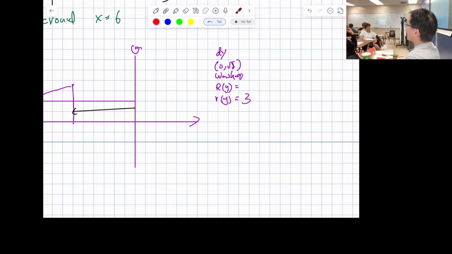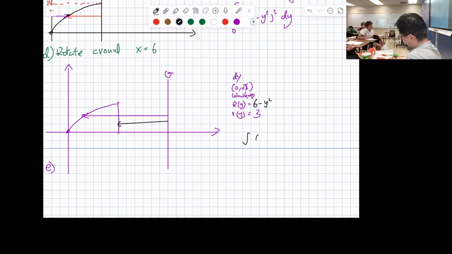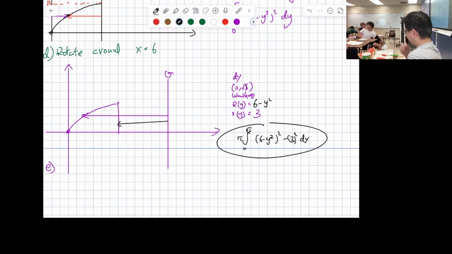It's always exactly 3 units because that's the first boundary. Got it. Okay, how about big R of y? Kaden? 6 minus y squared. 6 minus y squared, good job. That's what I got. Can you explain why 6 minus? Because it's the whole thing minus the function. Just like here, 3 minus. Can you explain why 6 minus?